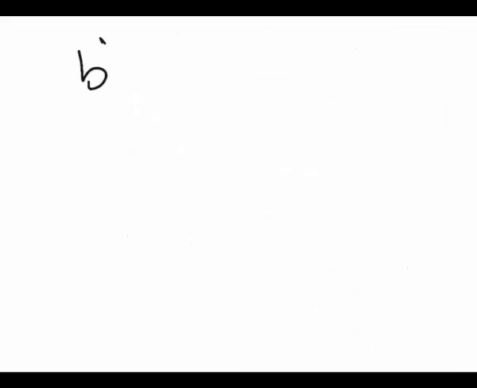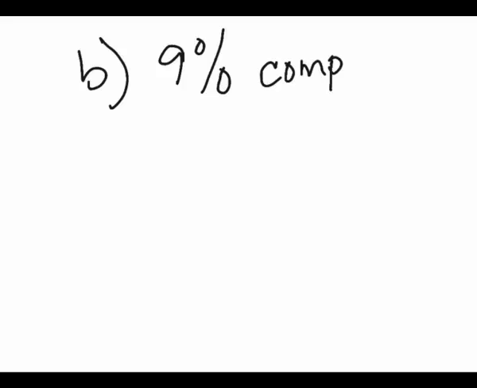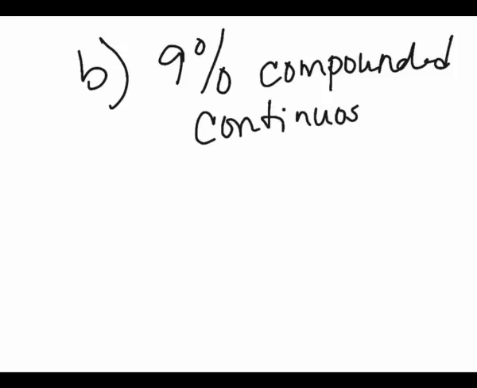Okay, now you try one. Let's say that I want 9% compounded continuously. Find me the APY for that. So go ahead and pause it, work it out, and then come back and see if you got the answer.